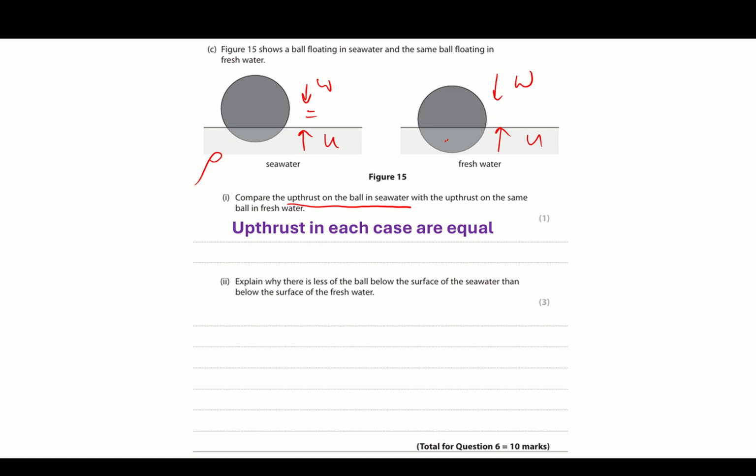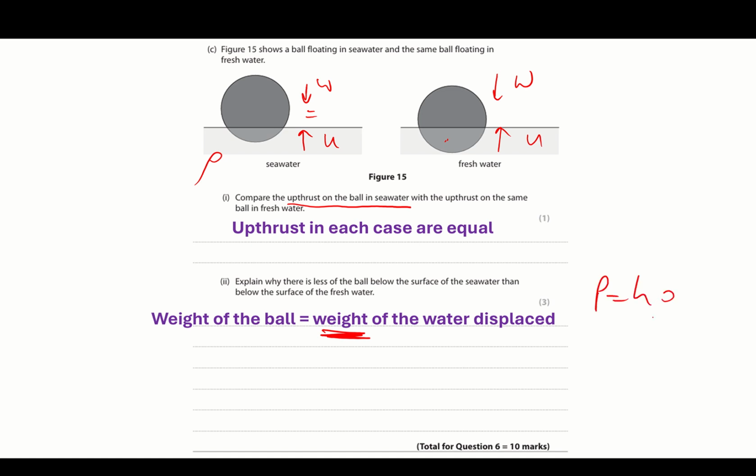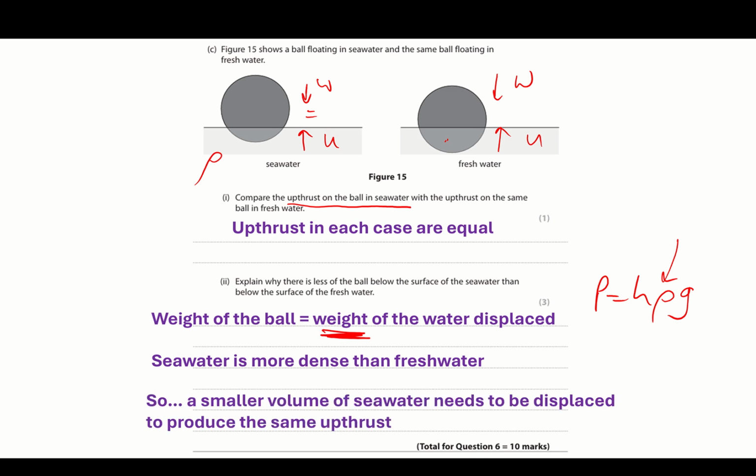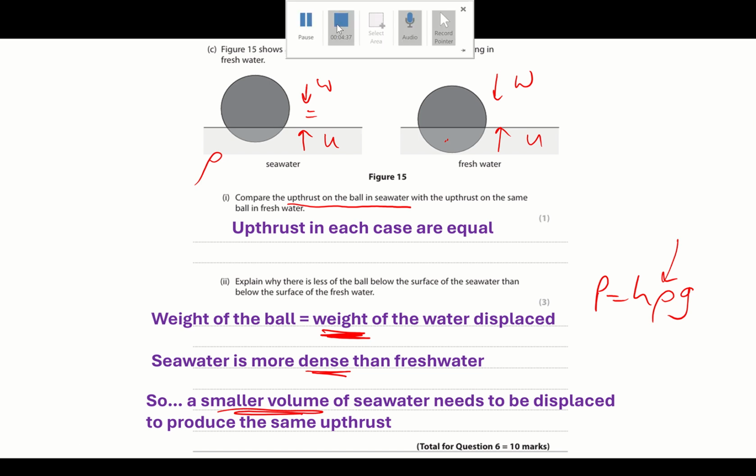Explain why there is less of the ball below the surface of the seawater than the fresh water. So, well, the weight of the ball equals the weight of the water displaced. If this is denser, because we know P equals h rho g, and we've played with this density in terms of pressure and things like that, so the seawater is more dense, it tells us that in the question. So a smaller volume is needed to displace it. And that makes loads of sense. So this is more dense, so it needs less volume. But the upthrust is the same, and that's what they're trying to catch you out with there. Nice question, not particularly easy.